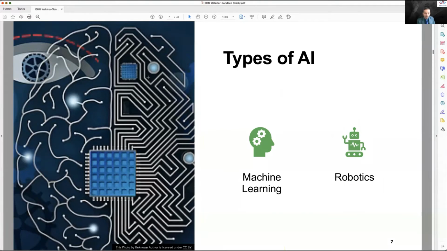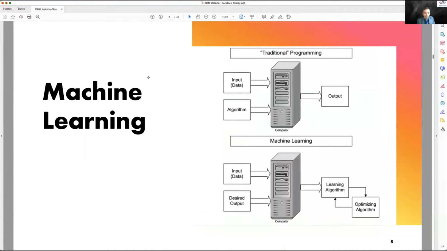Again, if you go to different textbooks or different people, you get different categorization of AI. This is my categorization. It's simple but easy to remember. So there are two categories: machine learning and robotics. Why should I focus on machine learning? Machine learning is the most common form of AI used nowadays. Anywhere you see any publications, research, or industrial developments, it relates to machine learning.